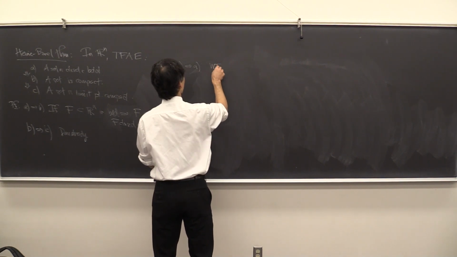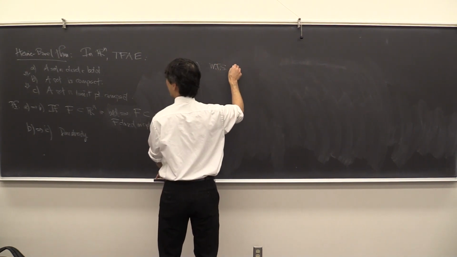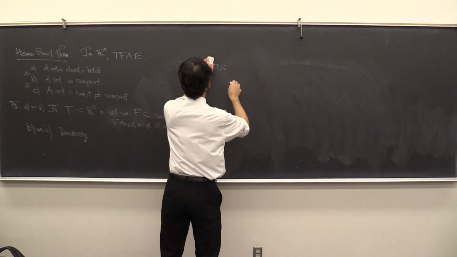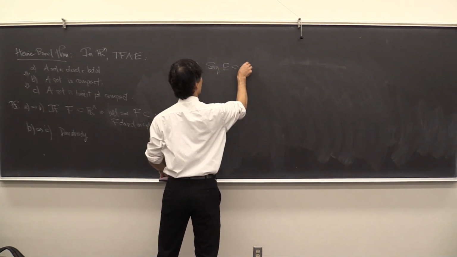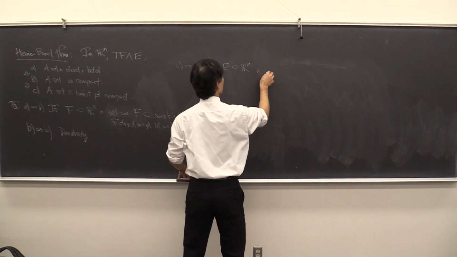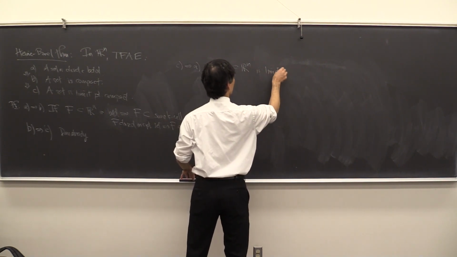So we want to show that, say, E is a subset of R^n, and it's limit point compact.